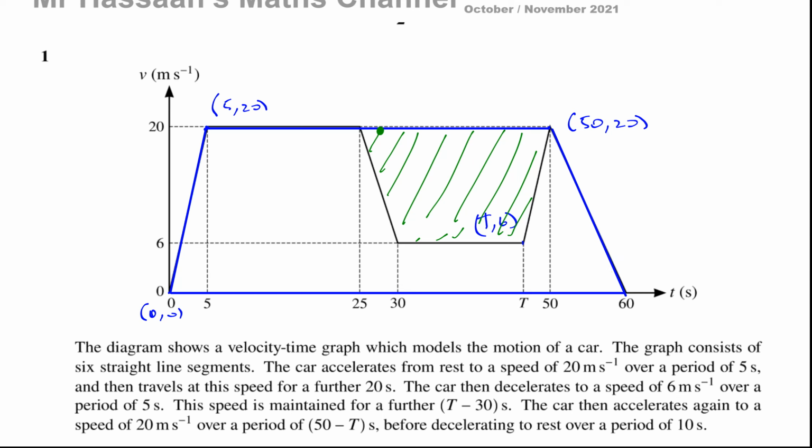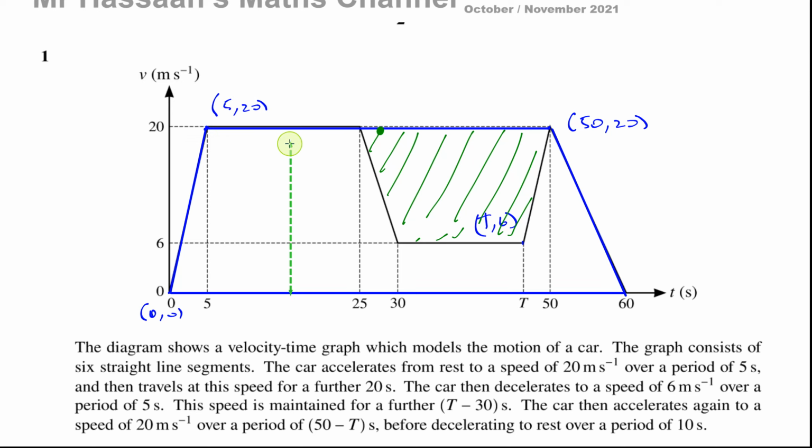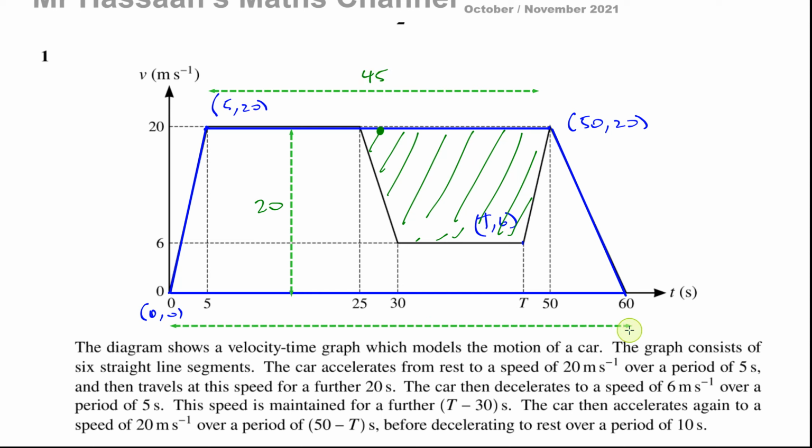To find the area of a trapezium, we need the distance between the parallel sides and the length of the parallel sides. In this big trapezium, the distance between the parallel sides is 20, and the lengths of the parallel sides are 45, between 50 and 5, and 60, between 0 and 60. So we can find the area of the big trapezium very easily.